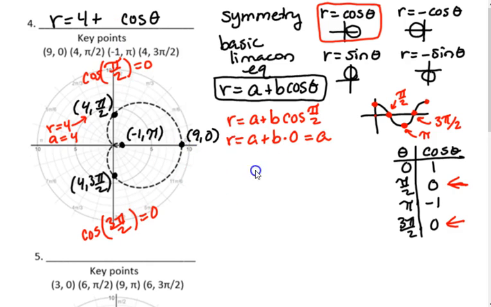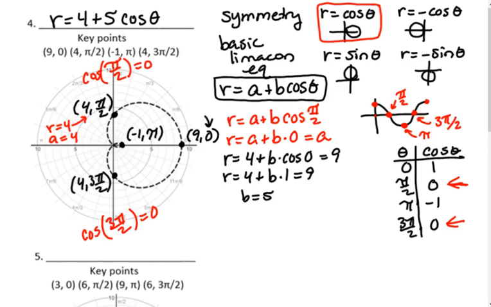All right, so now I need to think about some other angles here. Let's look at my biggest number, 9. r is 9. So I know that when we're at 0, cosine of 0, I already know that a is 4, so 4 plus b times cosine of 0 equals 9. So 4 plus something times cosine of 0 equals 9. Well, I already know cosine of 0 is 1. So r equals 4 plus b times 1 equals 9. Well, that means b just has to be 5.